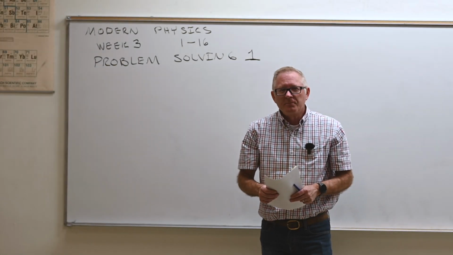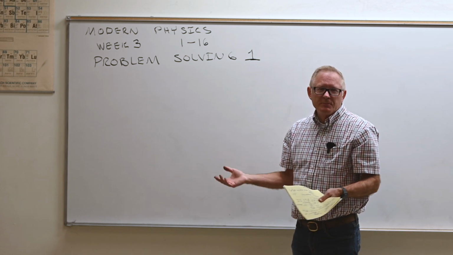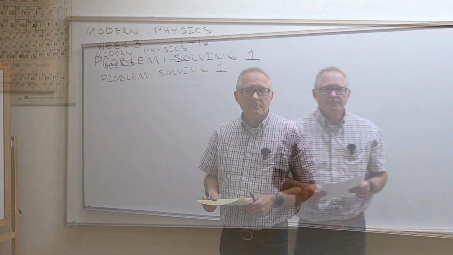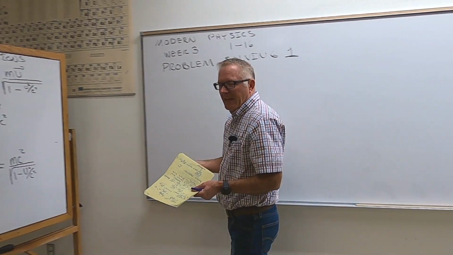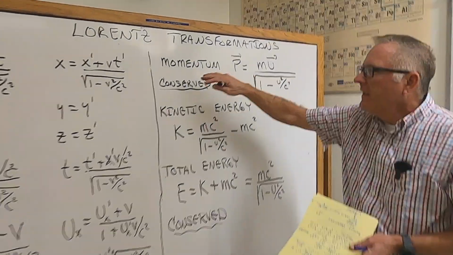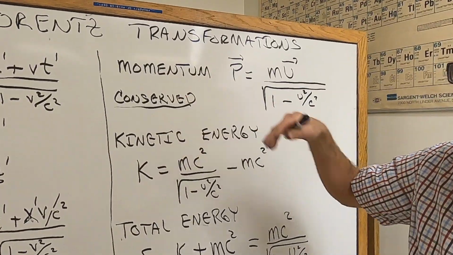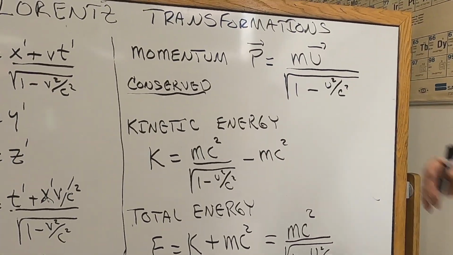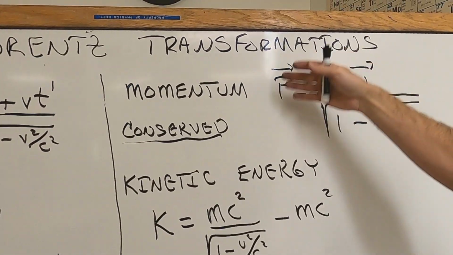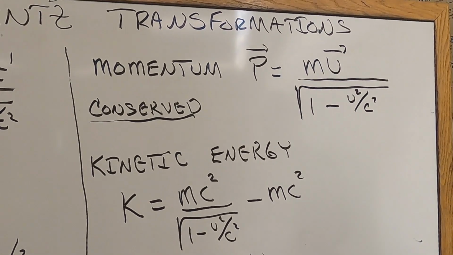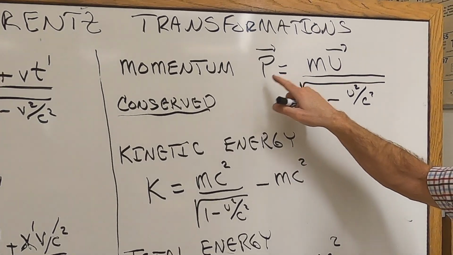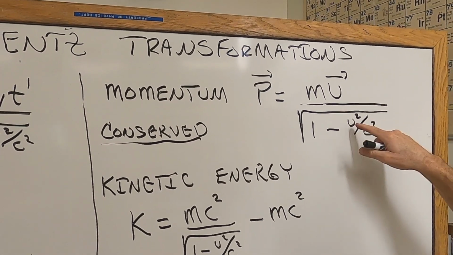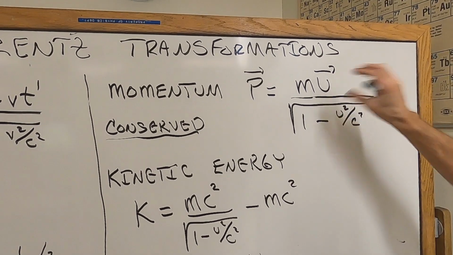So in this video, I'm just going to go over some problems and how you solve these problems in energy and momentum. Just to remind you, in the last couple of videos, we showed that momentum wasn't normally conserved under the Galilean transformation, so we had to adjust it a little bit so that it was conserved under the Lorentz transformation. So momentum is now defined as mu over the square root of 1 minus u squared over c squared. And now momentum is conserved.